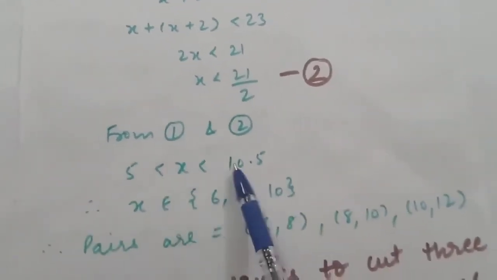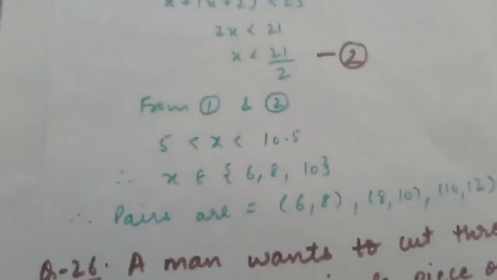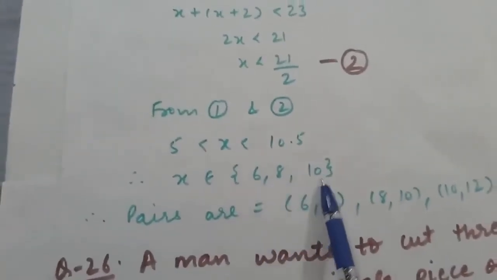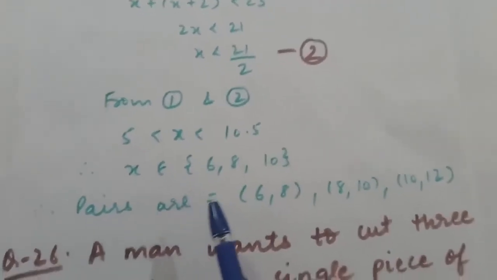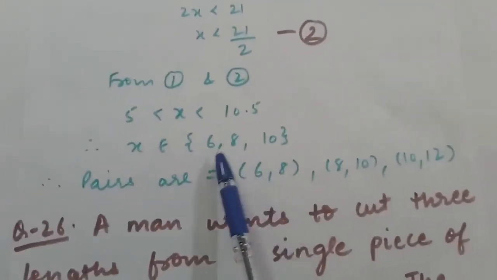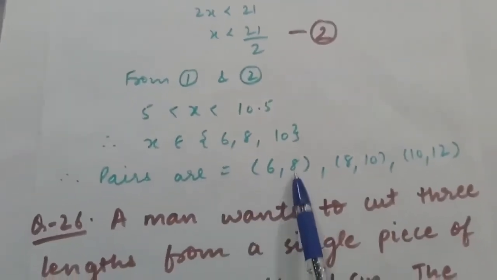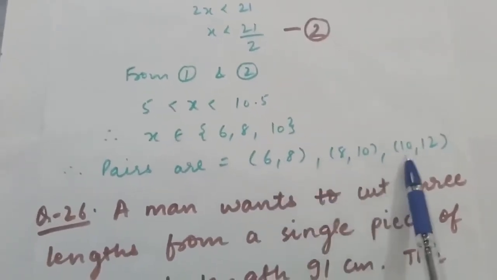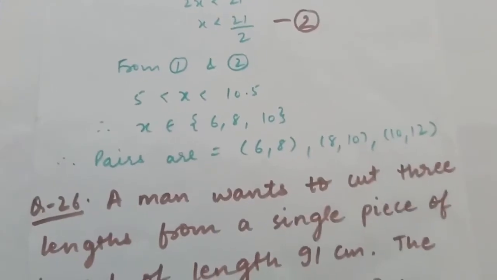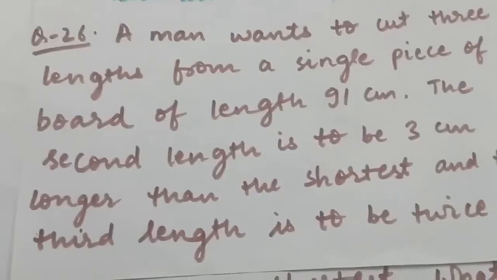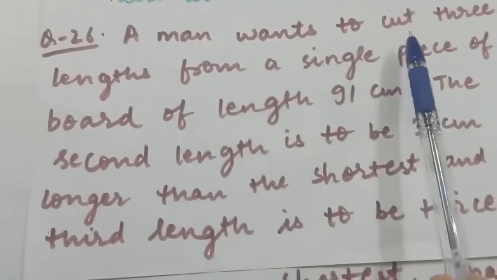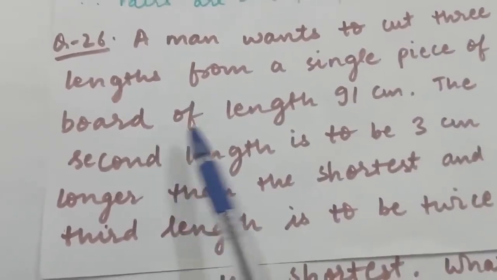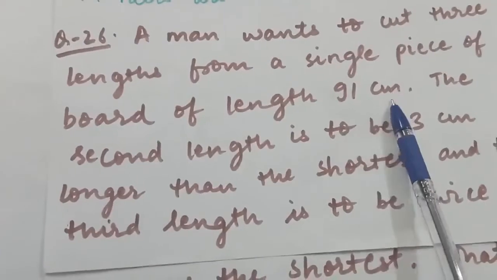So in this range the values of x which are even will be 6, 8 and 10. So the pairs will be x comma x plus 2. So 6 comma 6 plus 2. Then 8 comma 8 plus 2. Then 10 comma 10 plus 2. Clear?